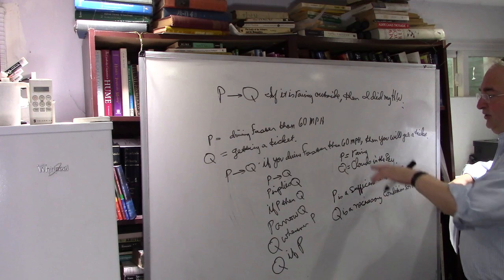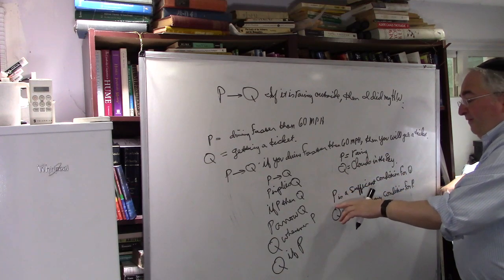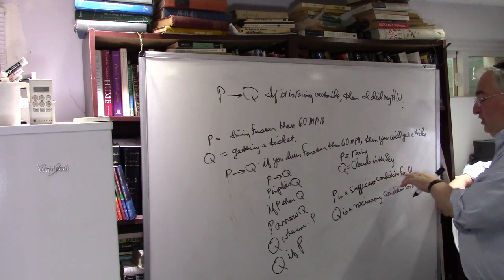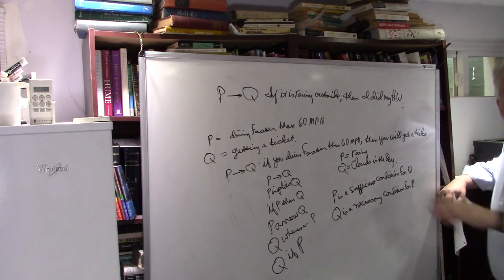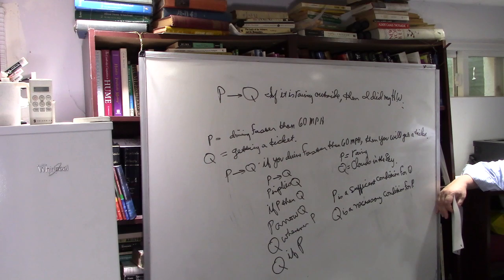Okay, let's do it with raining. Raining is a sufficient condition for Q. You want to see if there's clouds in the sky? Well, if it's raining, then there are clouds in the sky. By the way, there could be clouds in the sky without there being rain.